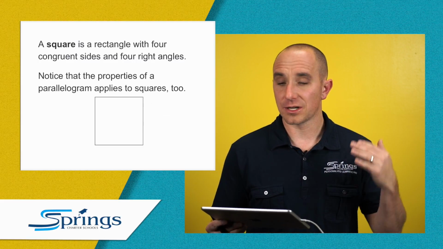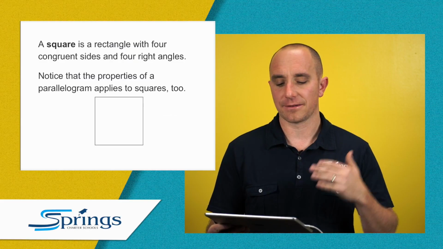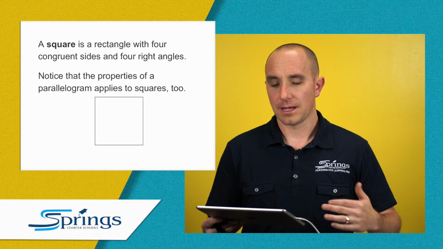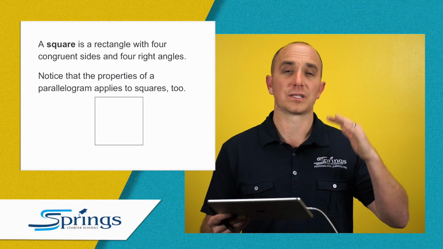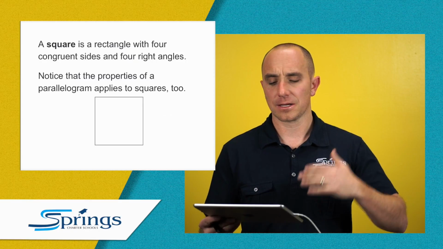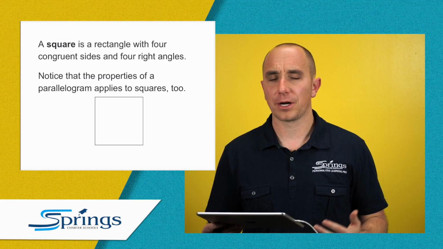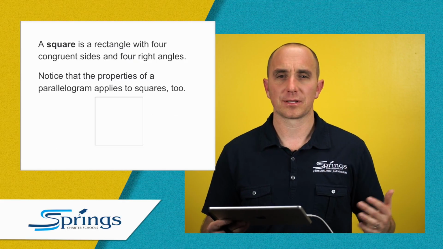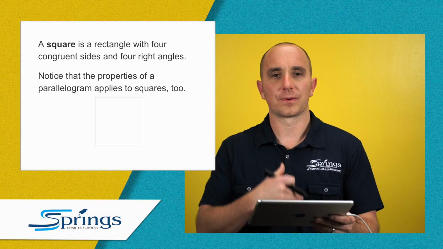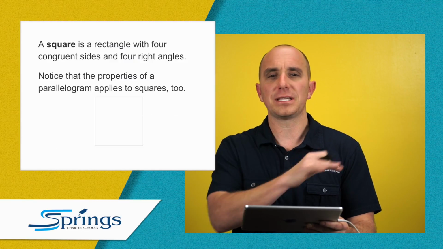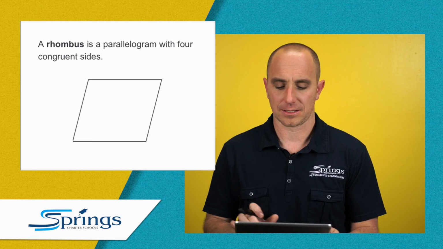Now, a square is a rectangle with 4 congruent sides and 4 right angles. And it's going to have opposite sides that are parallel. The reason we're really building on it when we talk about angles and side lengths and congruence and parallel and perpendicular and those types of things is that some of these objects can be more than one thing. So a square is a rectangle and is a parallelogram because it meets the criteria for all of those things.